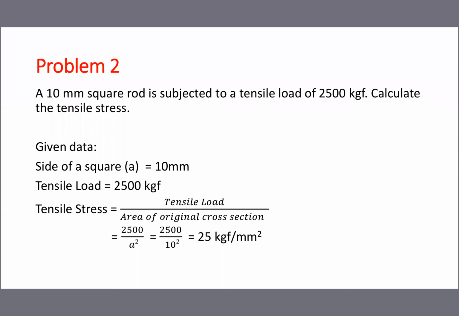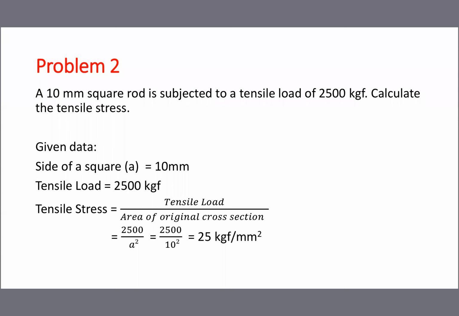So the tensile stress formula is load divided by area. Tensile stress means tensile load divided by area. For example, compressive stress means compressive load divided by area. So depending upon the load, that type of stress you will get. Here tensile load is given, so you will get tensile stress. The stress formula is the same, load divided by area. Tensile load given means tensile stress; compressive load given means compressive stress; shear load given means shear stress.